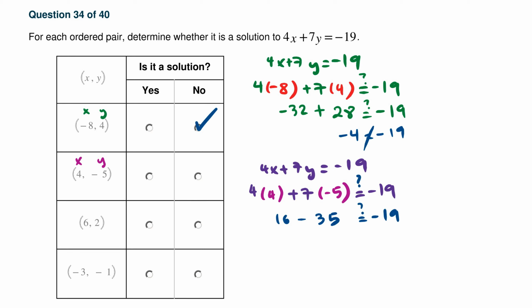Are they equal to each other? 16 minus 35, that will give me negative 19. Yes, negative 19 equal to negative 19. So that is a yes, this is a solution. Okay, now we go into the next point. X is 6, y is 2.